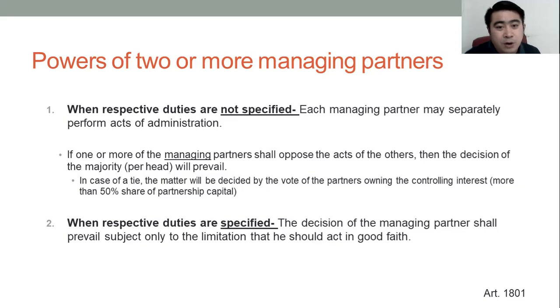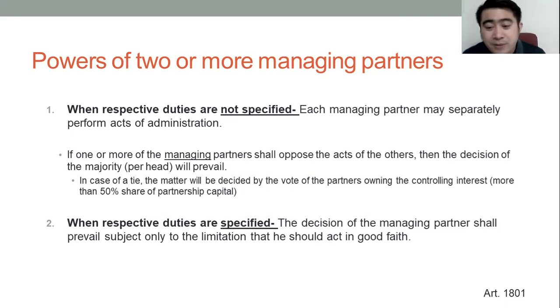So, powers of two or more managing partners, when respective duties are not specified. Each managing partner may separately perform acts of administration. If one or more of the managing partners shall oppose the acts of the others, then the decision of the majority will prevail. O class, take note here, no? Dito, mag-matter naman yung dami ng mga partners, no? So dito, per head class eh. Let's say, it only applies kapag there are two or more managing partners.